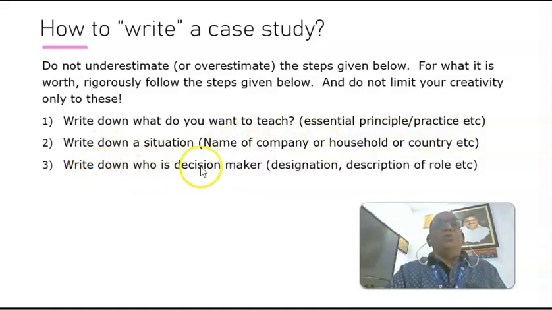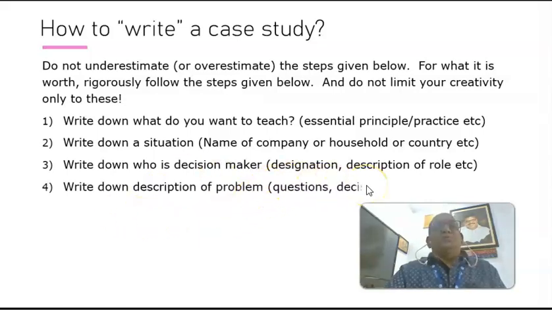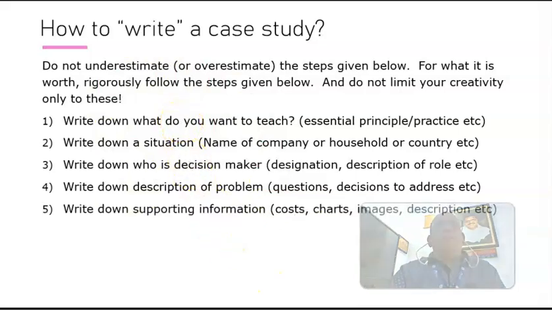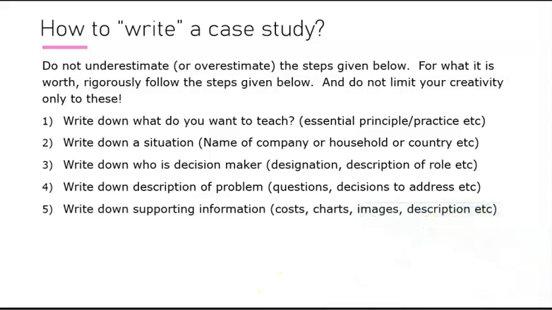Then write down who is the decision maker, designation, description, role, etc. Maybe a president, maybe a sales manager, maybe a design engineer, and so on. Write down description of the problem, all the questions, decisions to address, and so on. I am asking all these to be written down because once you write it down, then it crystallizes. And then write down supporting information.